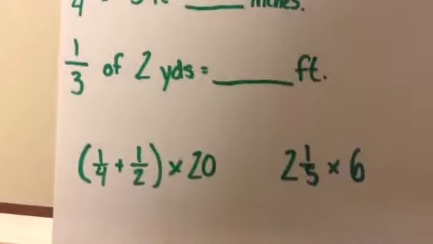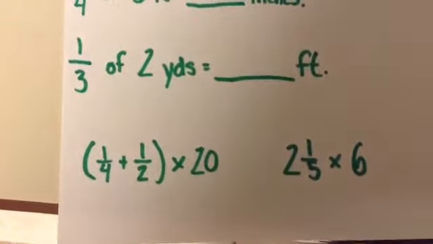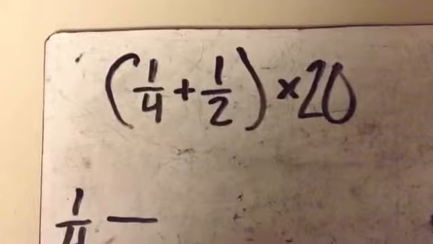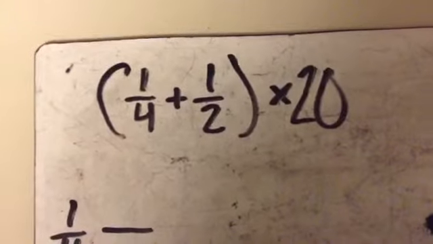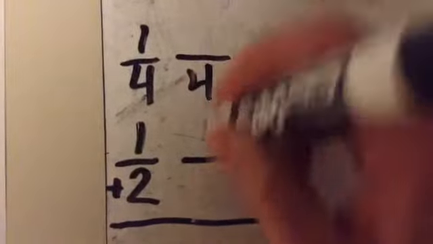So I'm going to start with the first example, 1/4 plus 1/2, in parentheses, multiplied by 20. Order of operations: you have to solve the parentheses first. In order to add these fractions, they need to have the same denominator. So down here, I'm just going to work out 1/4 plus 1/2. I need the least common denominator. In this case, the least common denominator is 4.